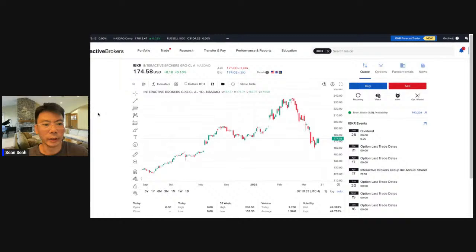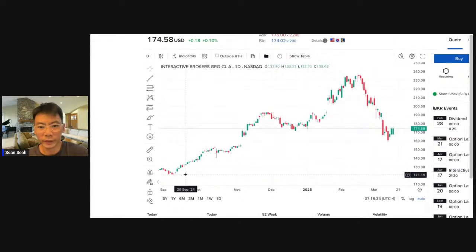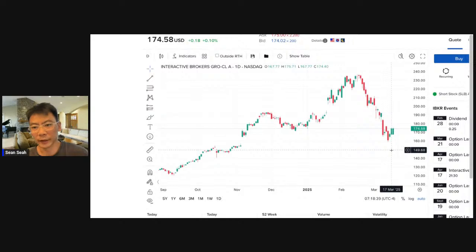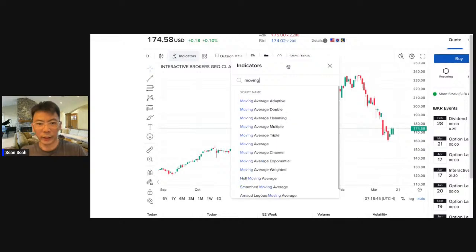So let me zoom in a little bit. So this is the price movement. Now, is this uptrend? Is this downtrend? Sometimes it's very hard to tell. So what do we do? We use this thing called moving average. You can go to indicators, and you can type moving average.